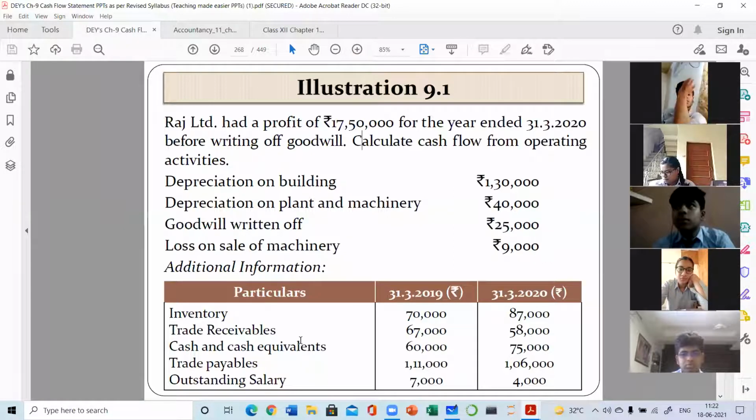Yes, tell me fast. Remember, consider this point: before writing of goodwill, means in this profit, goodwill is not amortized. So you have to decide whether it is to be added back or not. Clear? Whether it is to be added back or not. Find out net profit before working capital changes. I am waiting for your answer. I am giving you just 2 minutes or 1 minute.